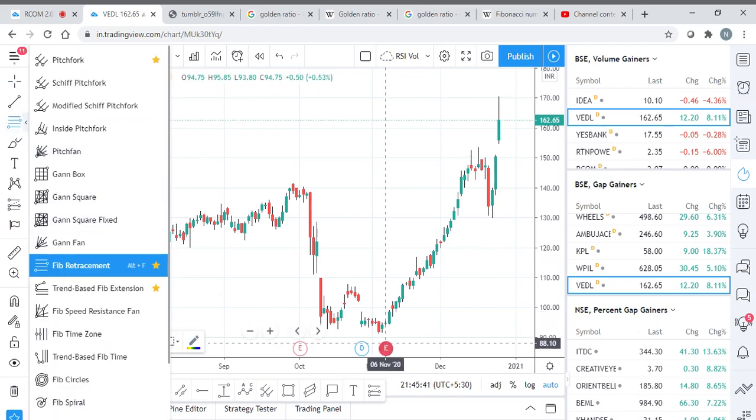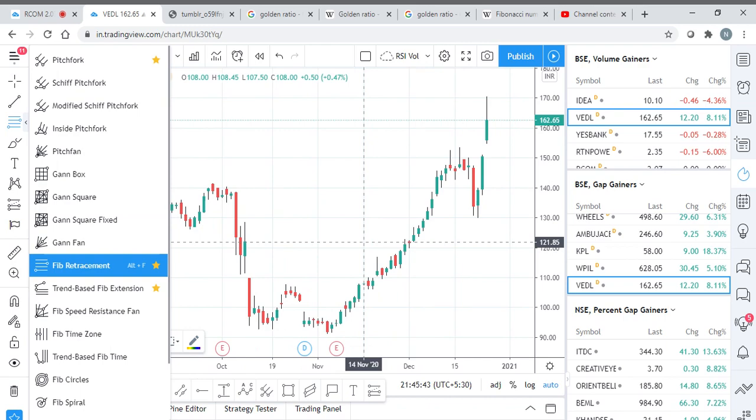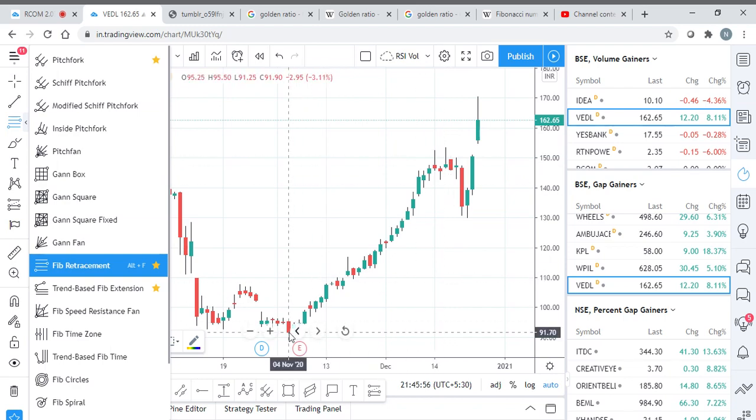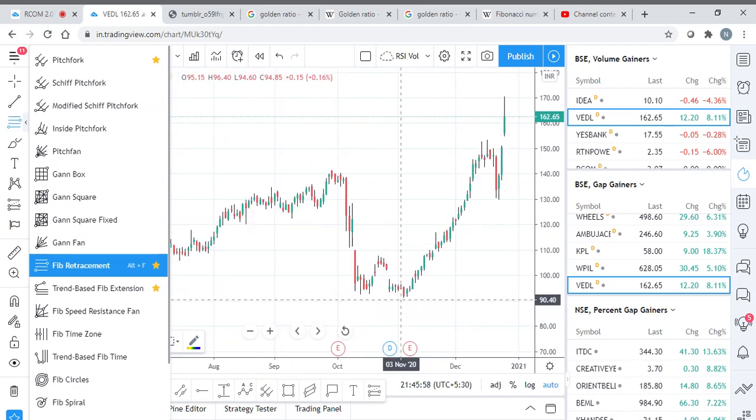There are a couple of ways to plot the Fibonacci. Let's consider you are at this position, and you see that the trend is getting exhausted. A couple of shooting stars are getting formed. When you are at that place, you will find that this was the swing low.